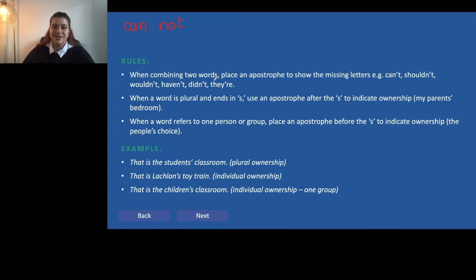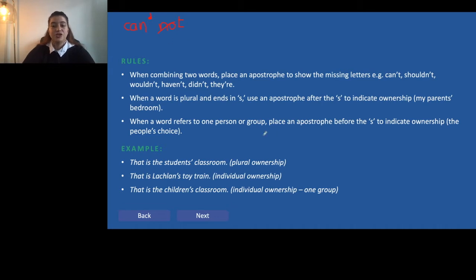Excuse my handwriting. I'm still learning how to write with the pen. Now, when we're combining these two words into can't, we are taking out the N and the O. We are putting an apostrophe like so, and we have can't.